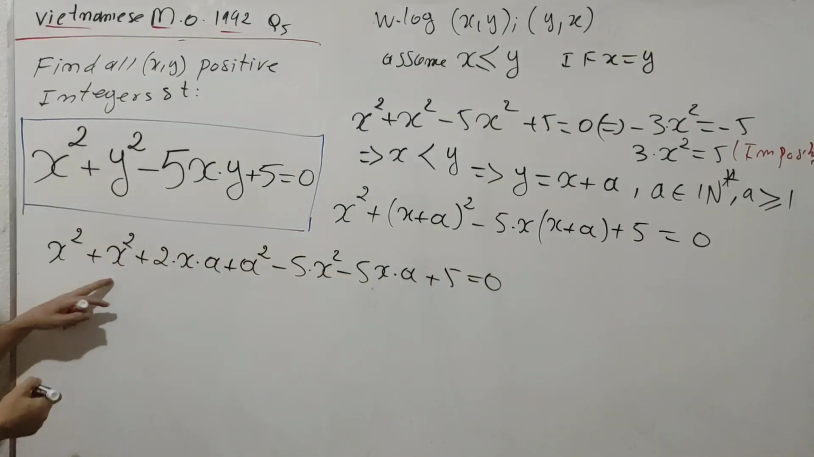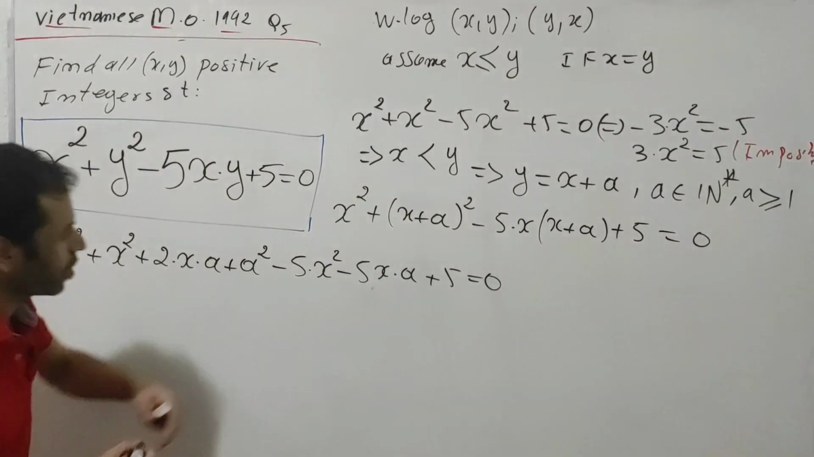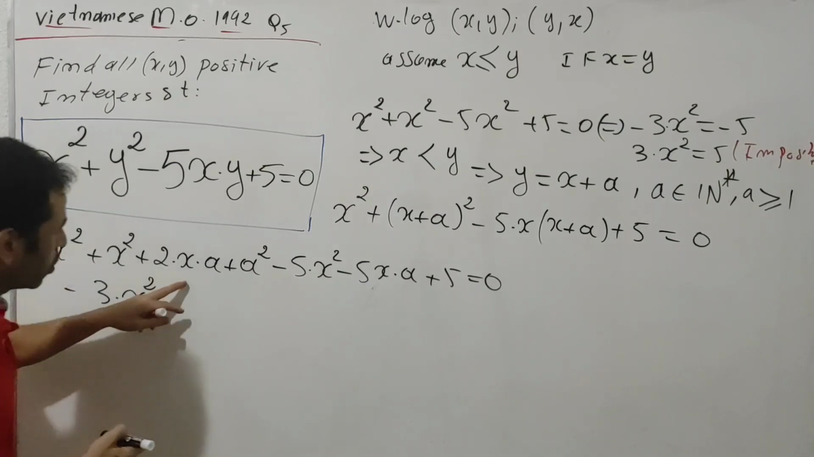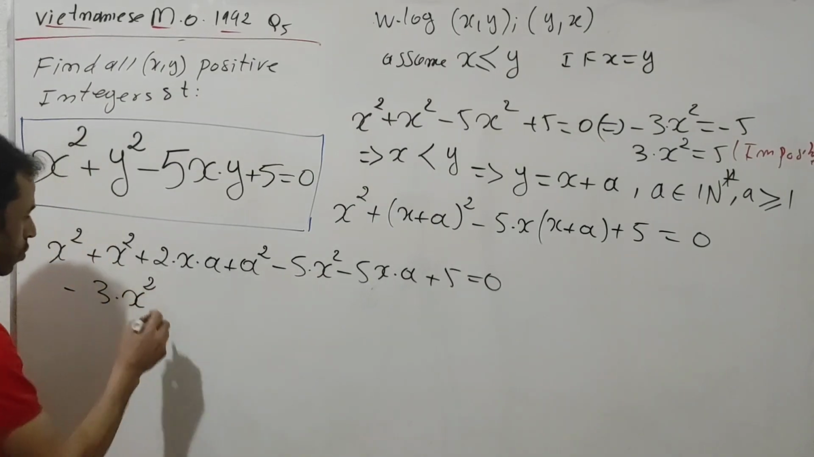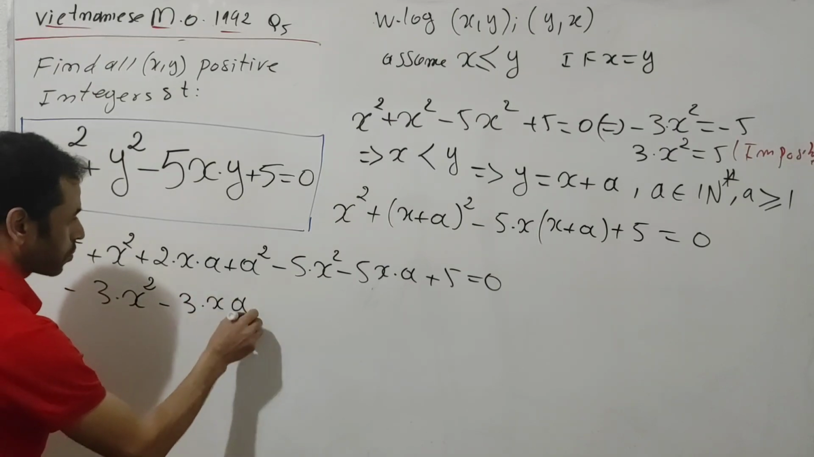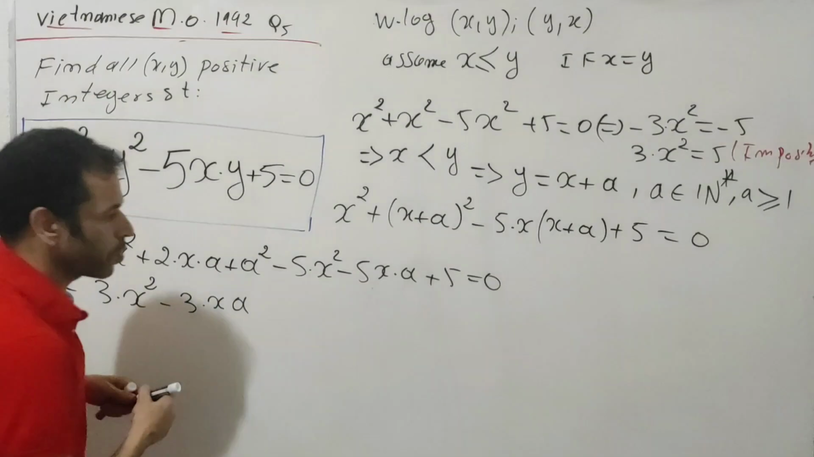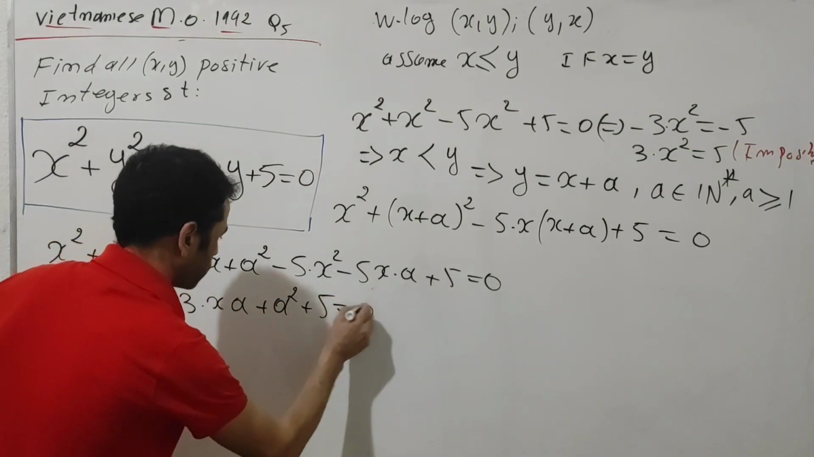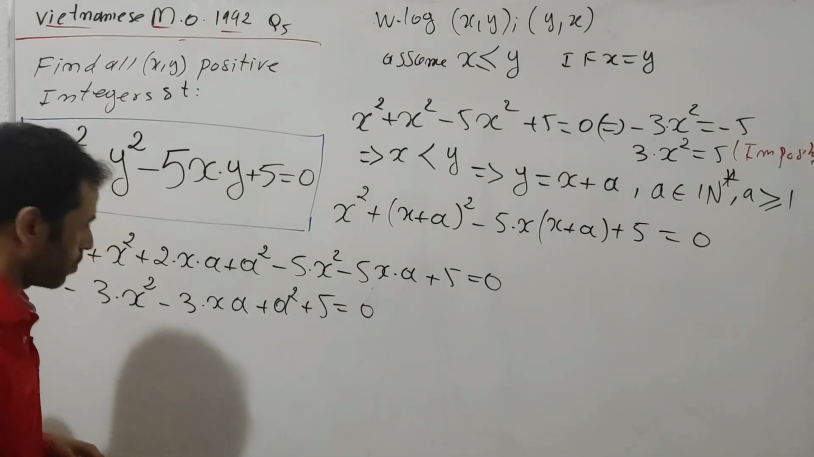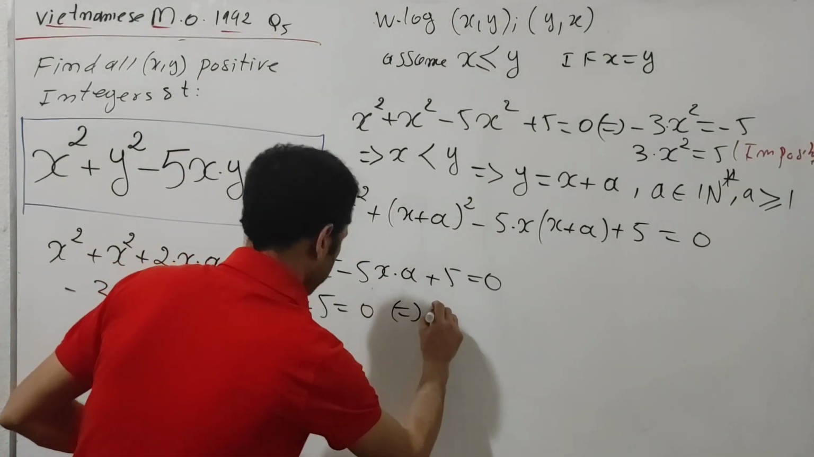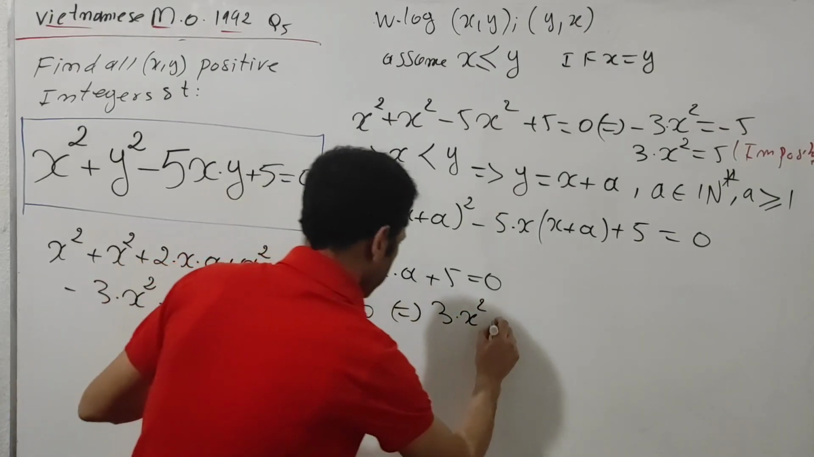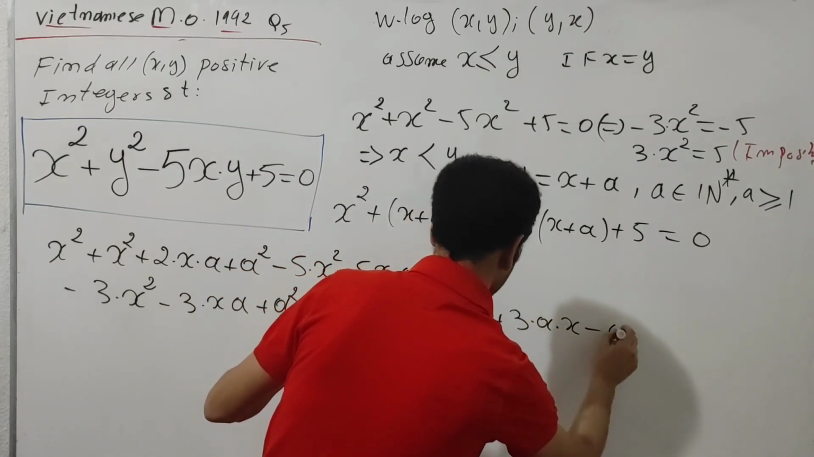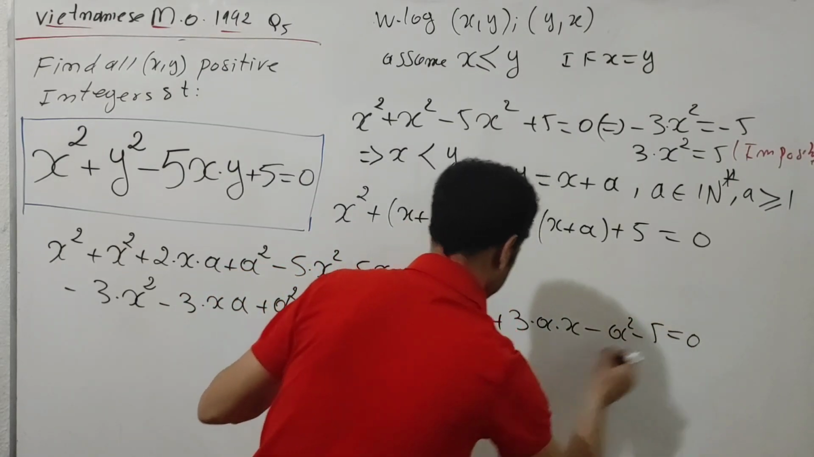Okay, so x squared plus x squared is 2x squared, minus 5x squared gives us minus 3 times x squared. I will have 2xa minus 5xa, which is minus 3xa. Then I will have a squared plus 5 equals 0. By multiplying both sides by minus 1, I will get 3x squared plus 3xa minus a squared minus 5 equals 0.